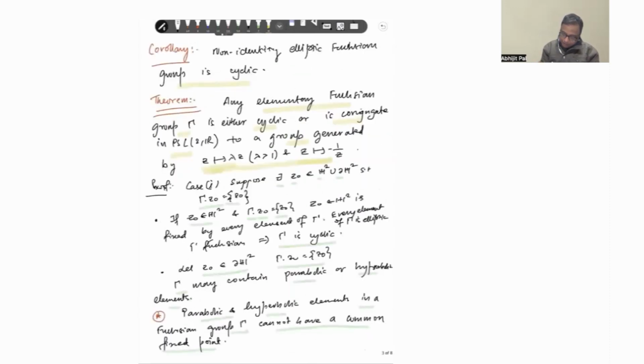So without loss of generality, I can assume this z naught to be infinity. Again, I can have some isometry which will take this z naught to infinity. Suppose f of z naught is equal to infinity. Then you can construct a group gamma 1 which will be conjugate to this gamma with the help of the map f.